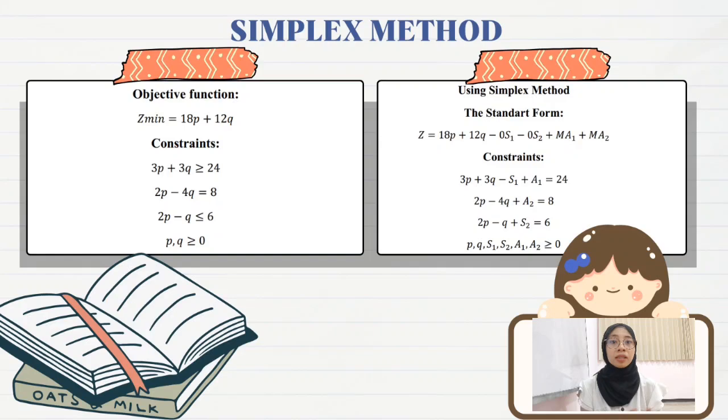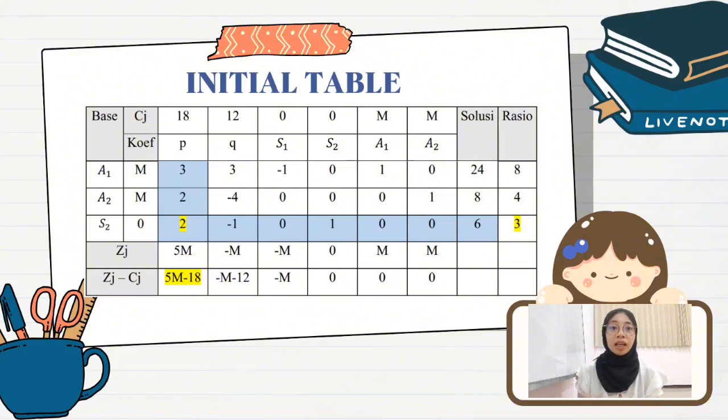Now that the system is in standard form, we can proceed to solve it using the simplex method. Here is the initial simplex table, constructed from our system in standard form. This table displays all the essential elements such as the basis, cj value, coefficients, zj, zj minus cj, and the solution.